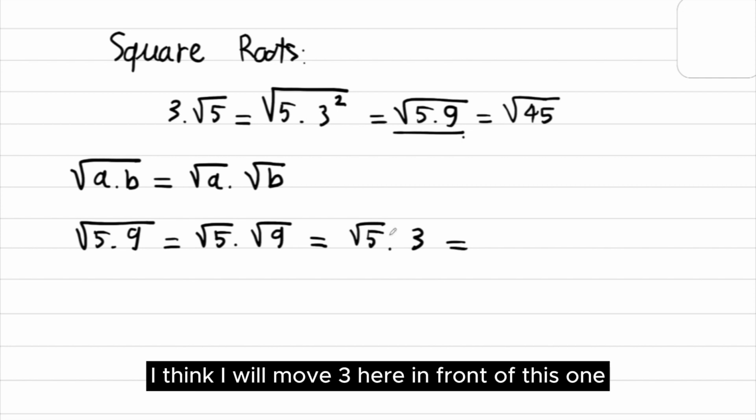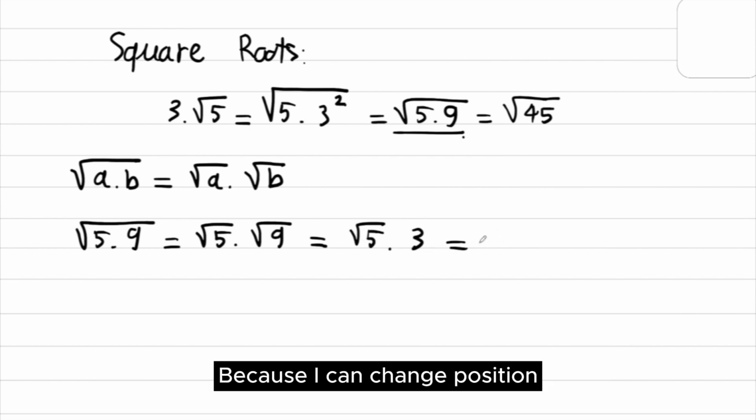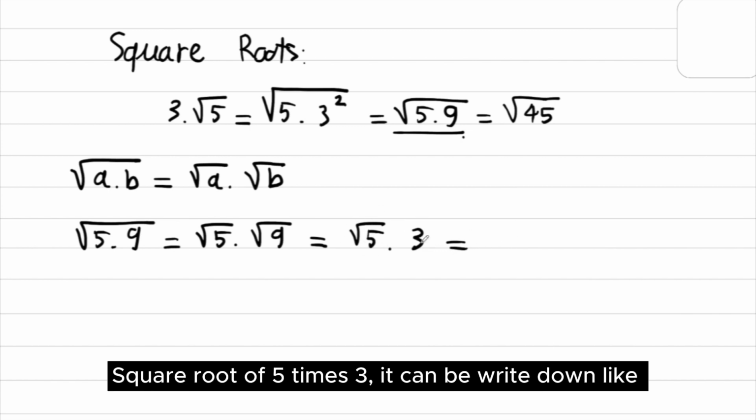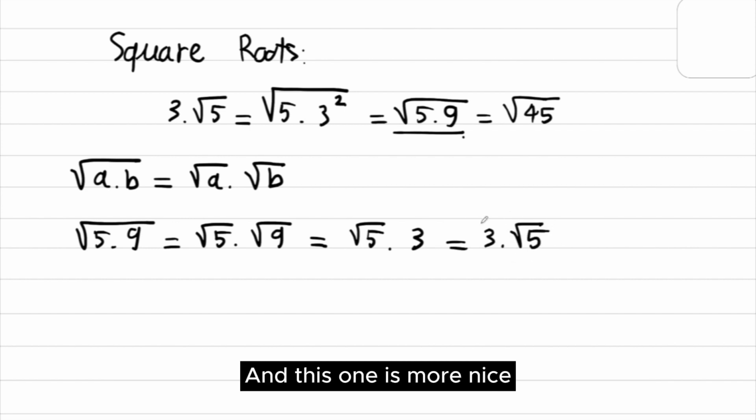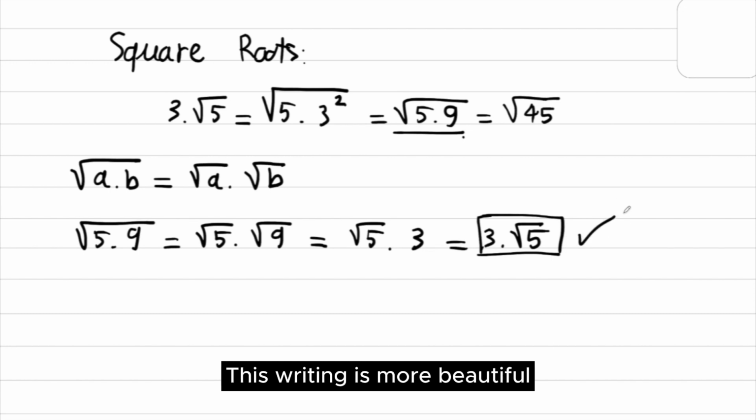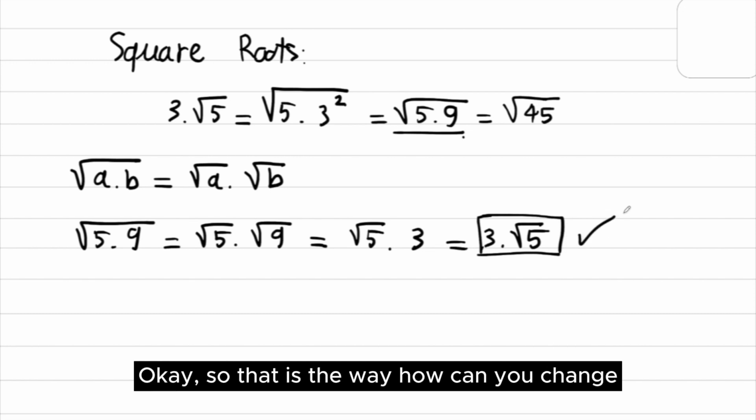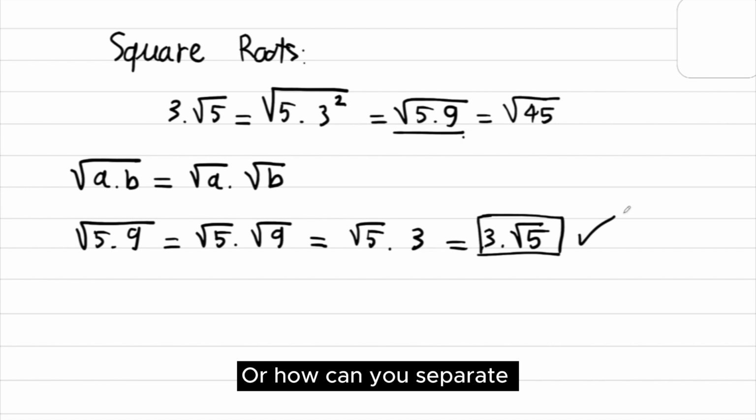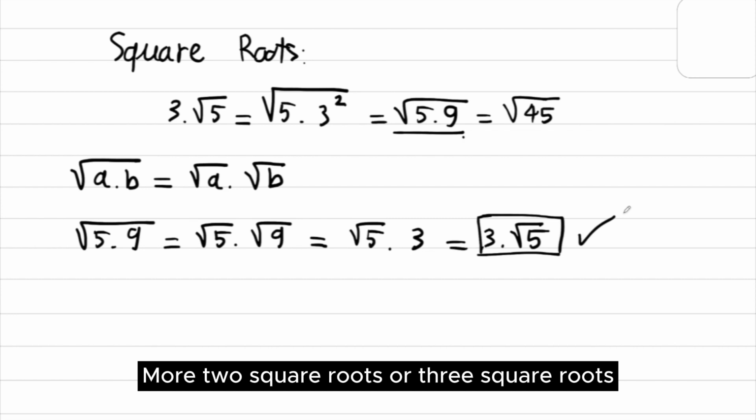I think I will move the 3 in front of this one because I can change position. The square root of 5 times 3 can be written as 3 times the square root of 5, and this one is more nice. Okay, this writing is more beautiful. So that is the way how you can separate one square root into 2 square roots or 3 square roots.